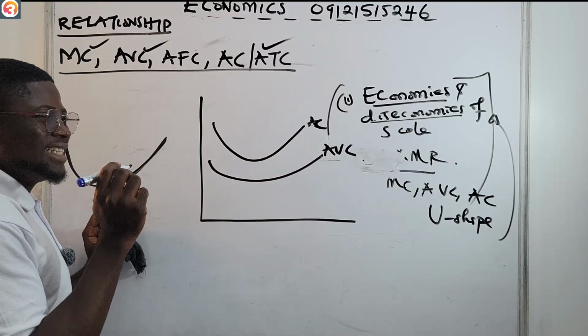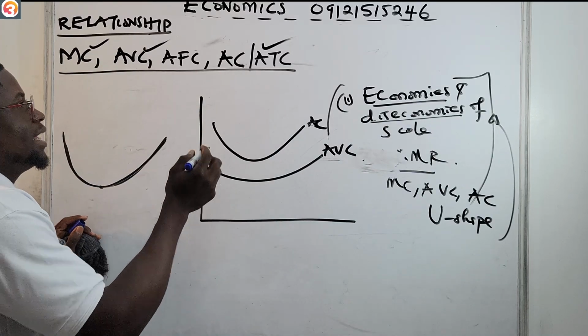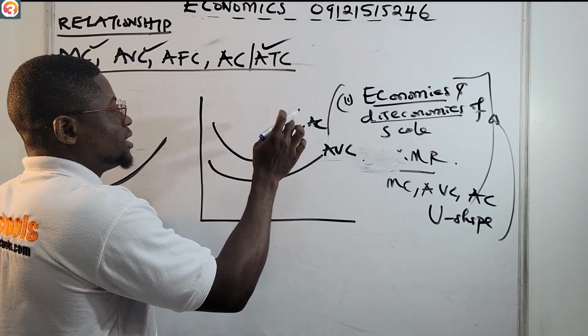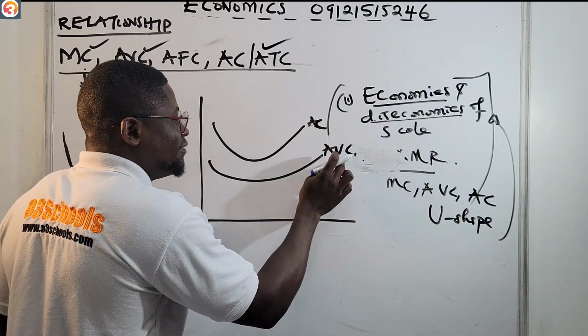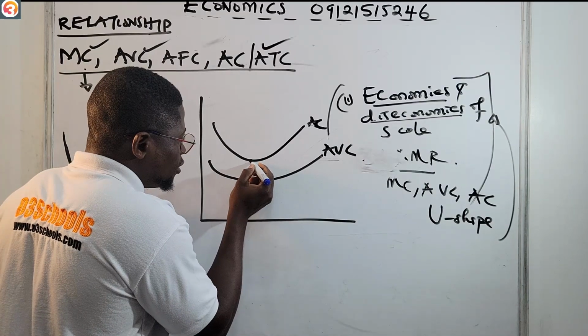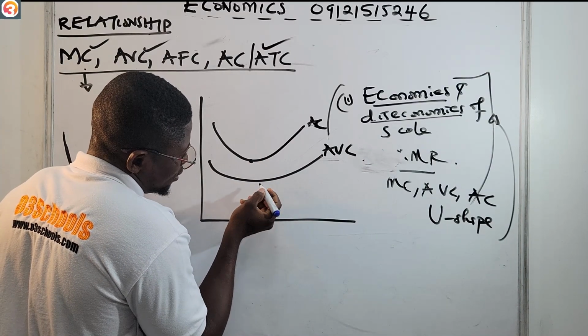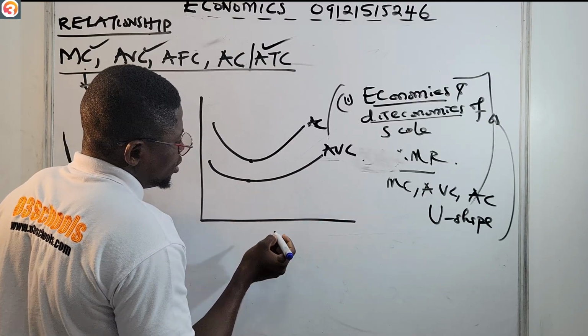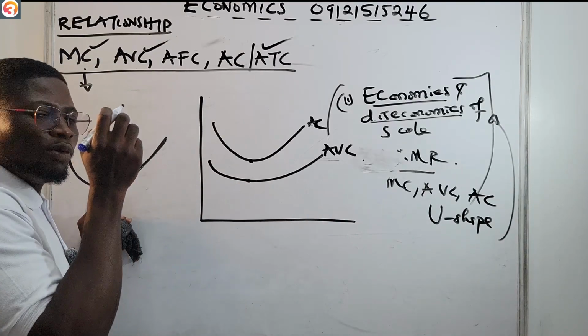Now, one thing you understand is that there is the marginal cost. This marginal cost, MC, cuts below the average total cost and the average variable cost at their minimum points. Where's the minimum point here? Somewhere here. Where's the minimum point here, before it starts rising again? Let's say somewhere here.